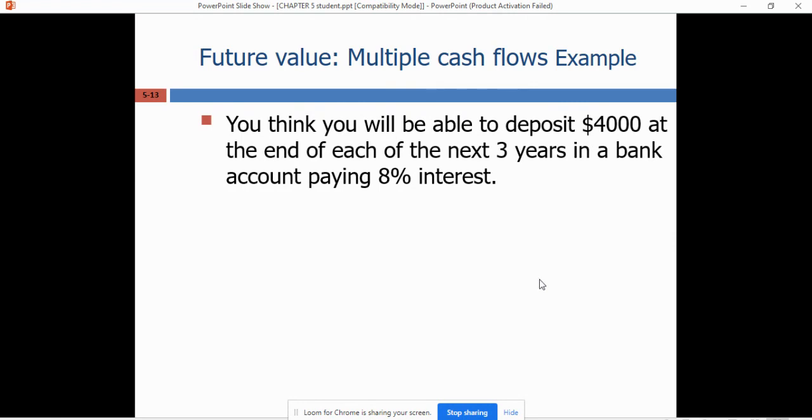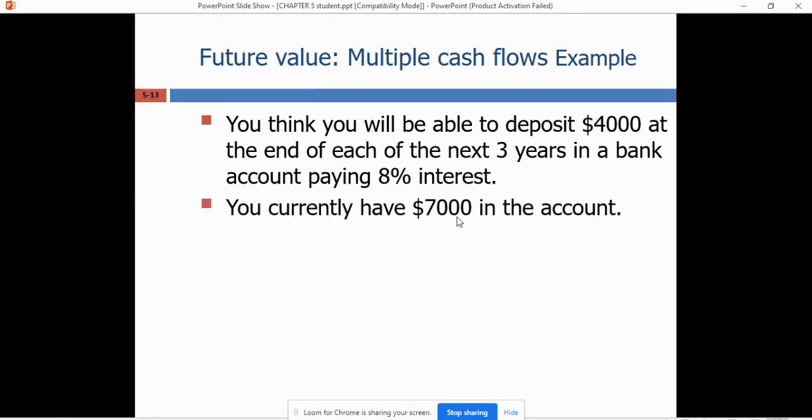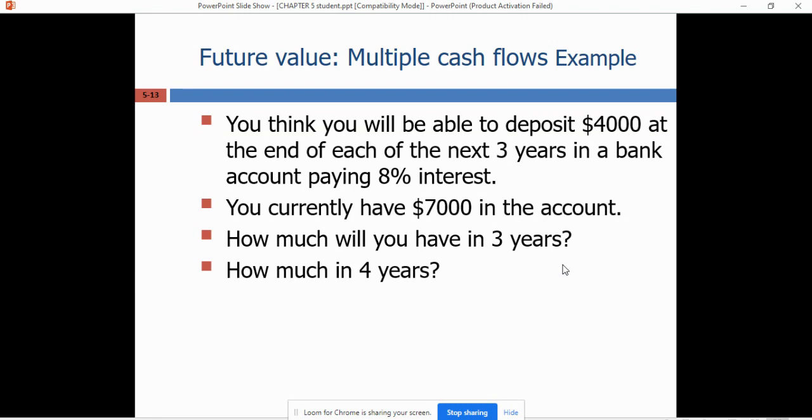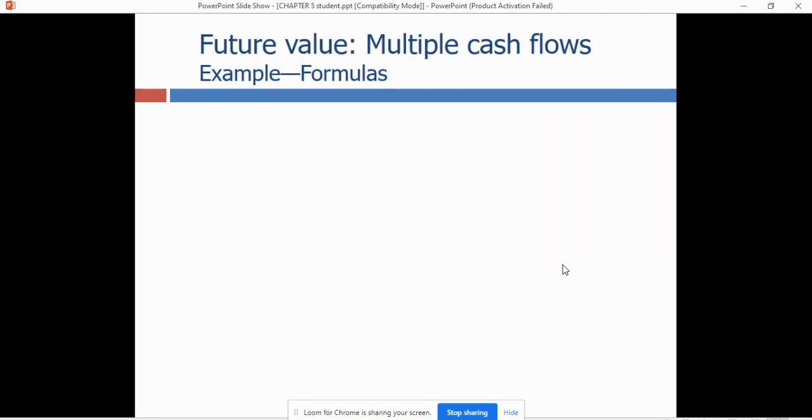All right, so now the second scenario here, you think you will be able to deposit 4,000 at the end of each of the next 3 years in a bank account paying 8% interest. So currently you already have 7,000. All right, so class, you're planning to deposit 4,000 for the next 3 years, but you already have 7,000 in the account. So how much will you have in 3 years, and how much will you have in 4 years? So that is the question. So let's look.